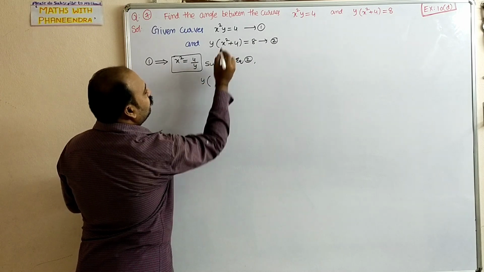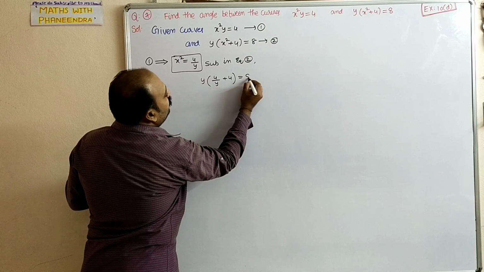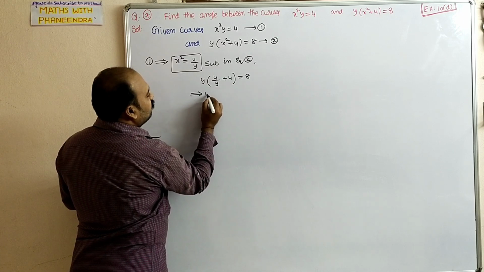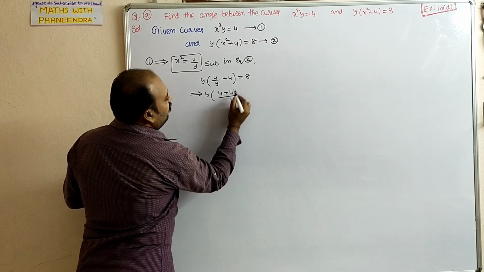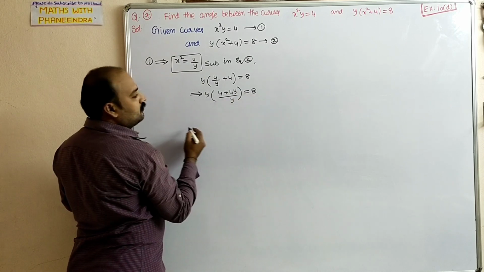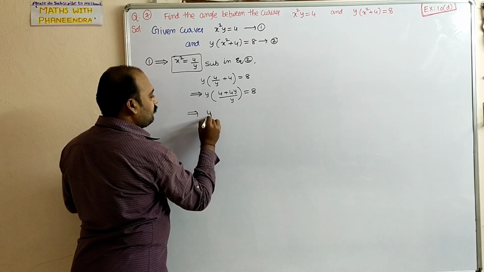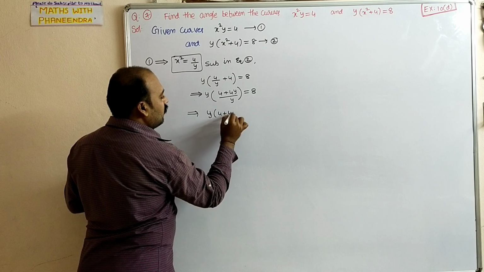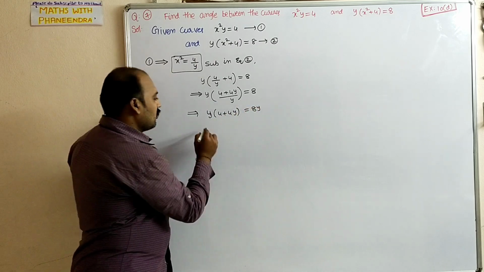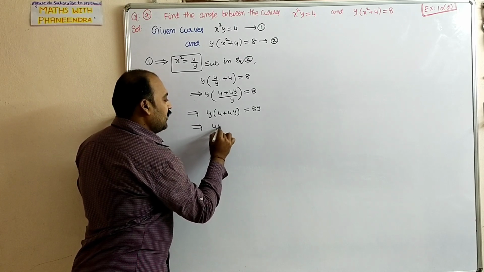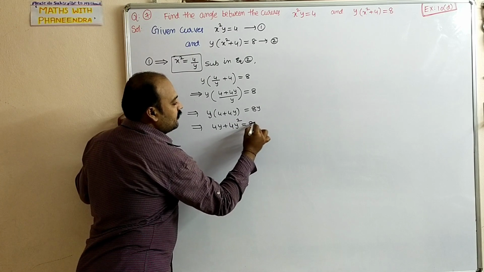y into 4 by y plus 4 equal to 8. y into 4 plus 4y, divided by y, is equal to 8. Cross multiply. y into 4 plus 4y is equal to 8y. That implies 4y plus 4y square equal to 8y.